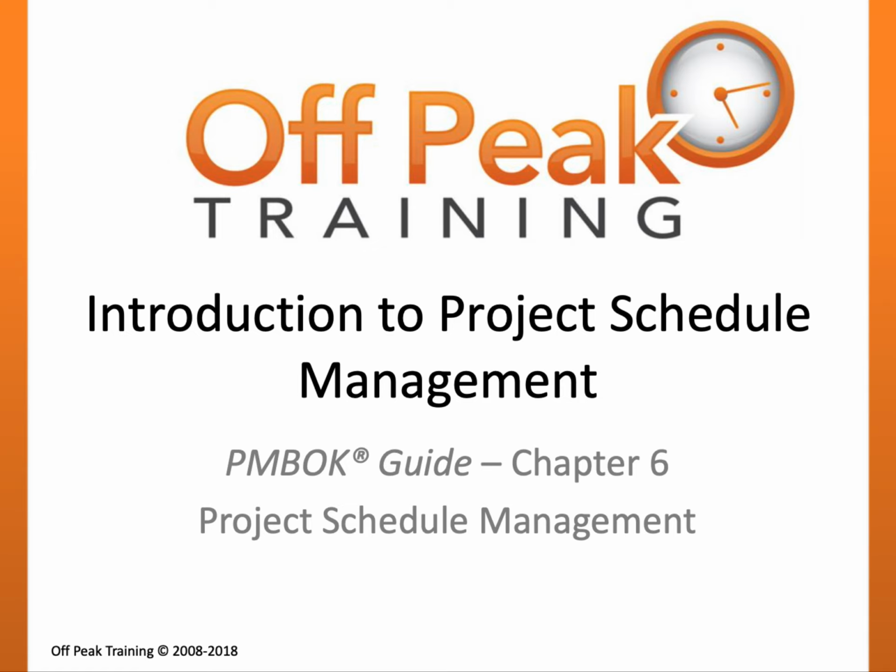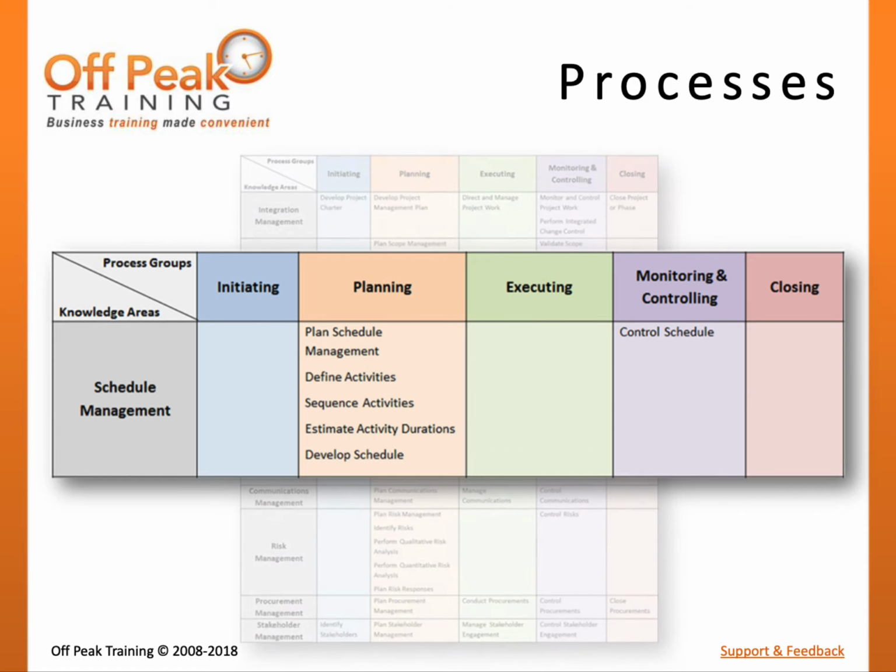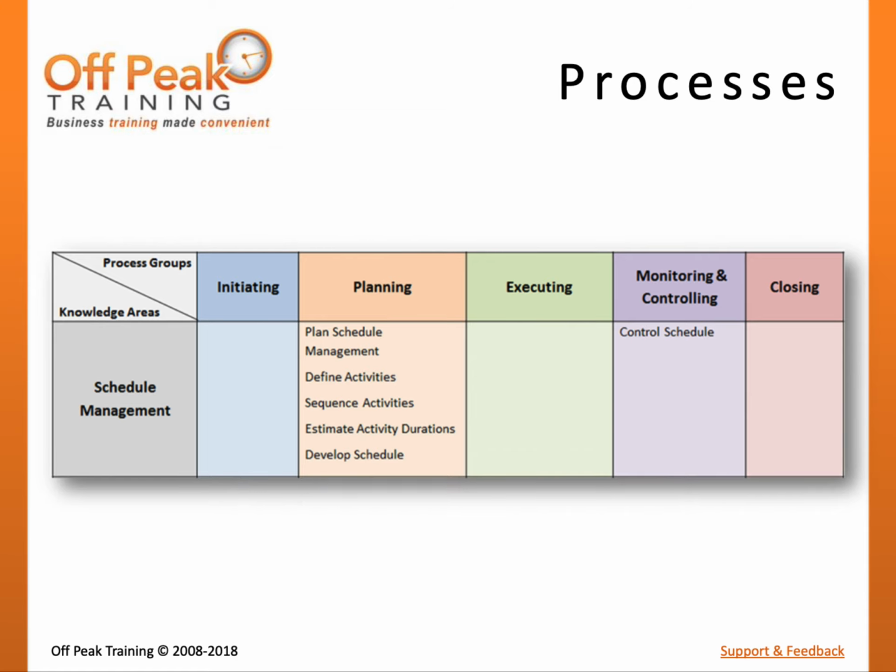This module will provide a high-level introduction to Chapter 6 of the PMBOK Guide, the Project Schedule Management Knowledge Area. Project Schedule Management is the second knowledge area after Integration Management described in the PMBOK Guide and contains 6 of the 49 processes. Schedule planning defines a set of processes that use an understanding of the work developed in scope planning to develop further detail in the work and determine when that work will occur.